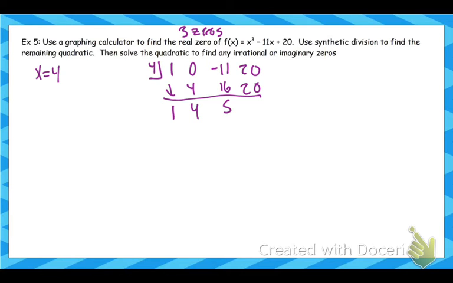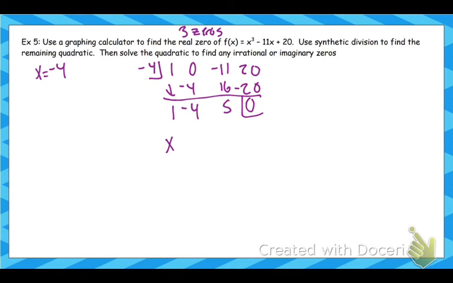And I apologize, I couldn't read my notes. It's a negative 4, not a positive 4. There we go. All right, so we end up with our quadratic.